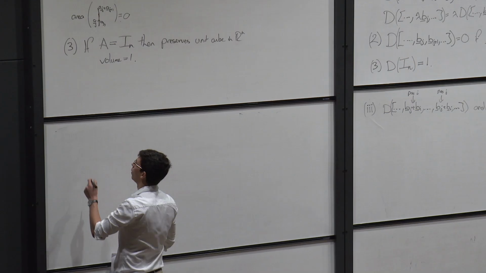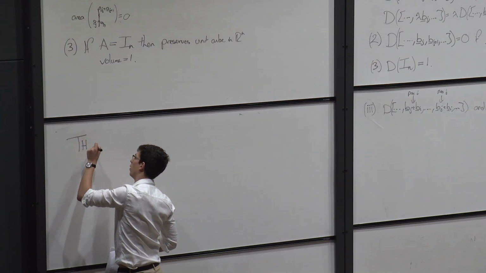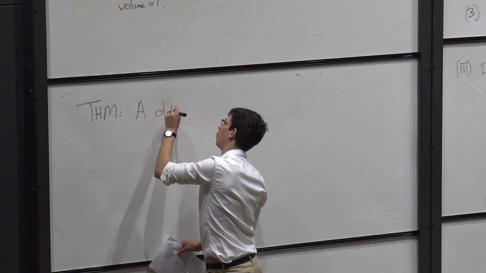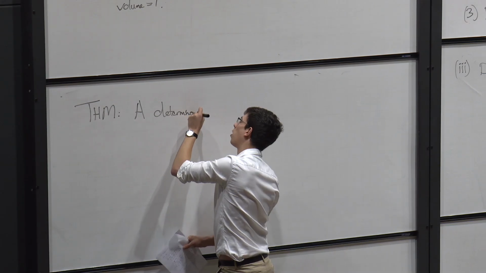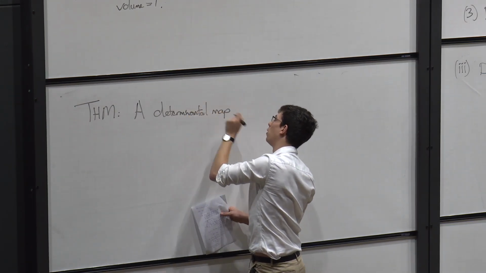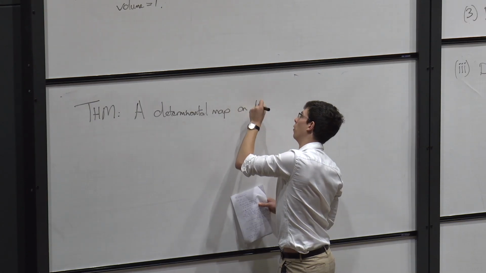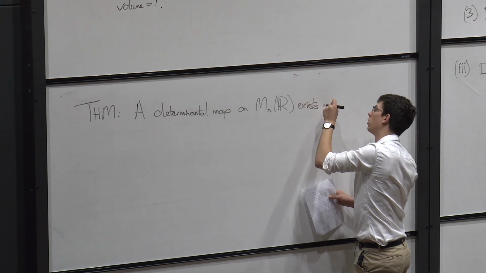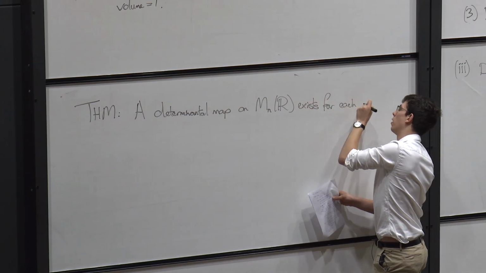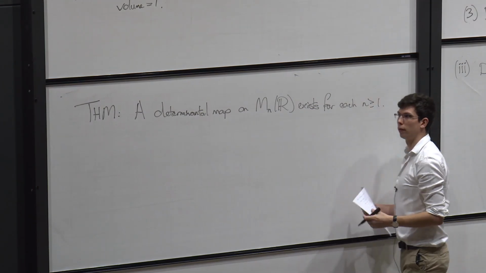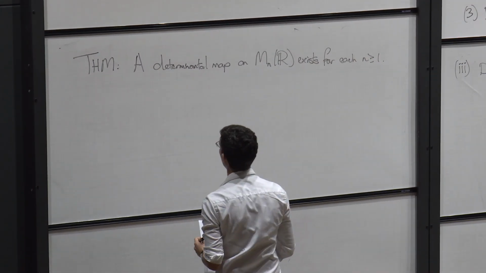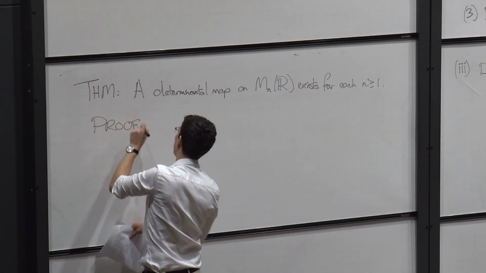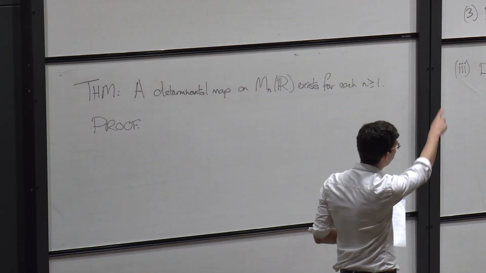And so this is maybe the first important result of the course. So let's call it a theorem. A determinantal map exists on n by n matrices for each n bigger than or equal to 1. It's not totally obvious that something should exist from this.